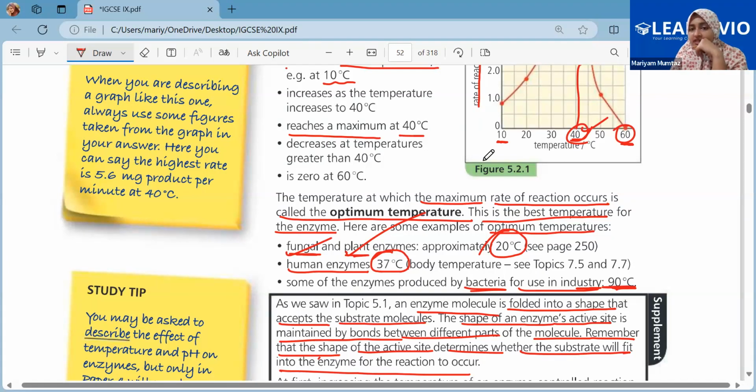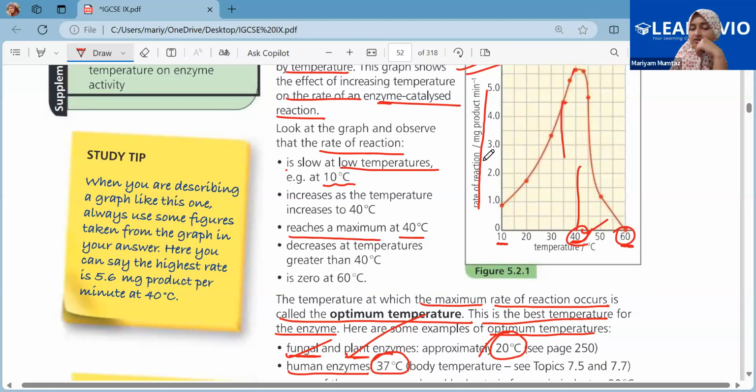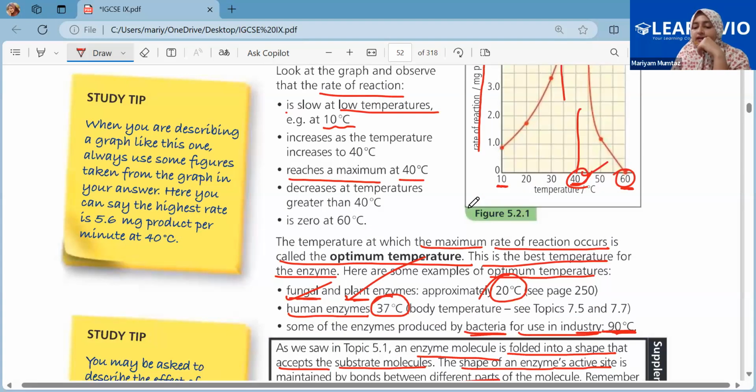Meaning we have to perform this experiment wherein we'll decrease the temperature and see the rate, then we'll increase the temperature and we'll see the rate. So we have to do it for every enzyme in order to find out what is the optimum temperature for it.